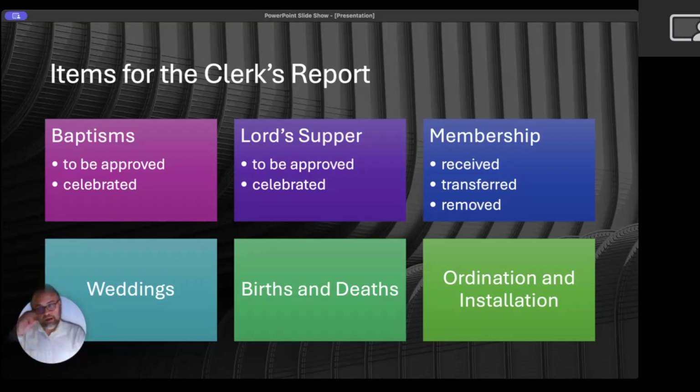Think about how for generations, the way that the world recorded births, up until probably 150 years ago, the only record we had of birth was the church's record of birth. And we want to continue that history and story as much as we can. Do you have any questions about the clerk's report?